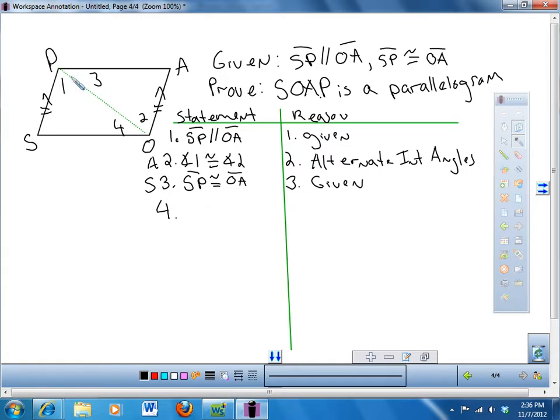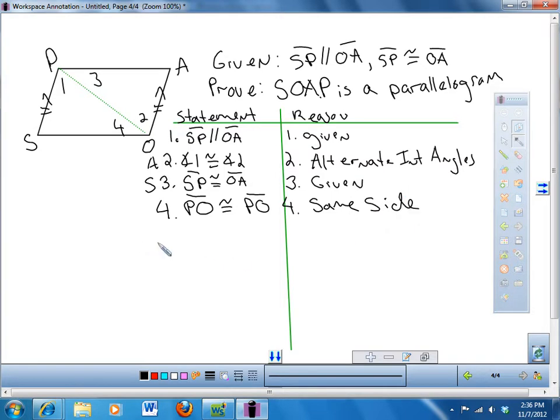What else am I going to use? I'm going to use this side being congruent to itself, right? So PO is congruent to, you should really say PO congruent to OP, but we'll just say PO is congruent to PO. And that is same side, same segment, same side.